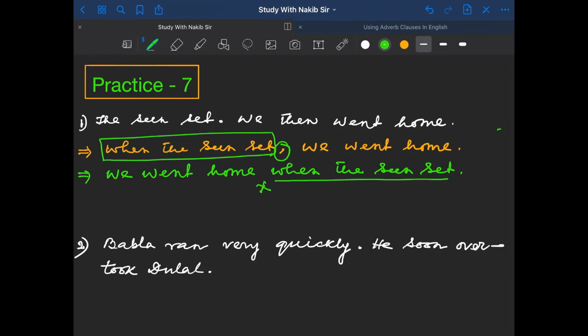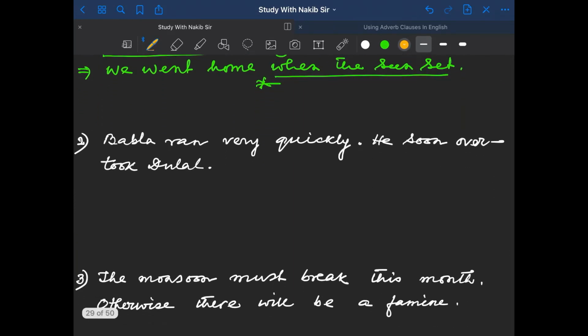See this place, no comma is necessary. When you write the adverb clause at the beginning, put a comma after the adverb clause. But when you write the adverb clause at the end, no need of using any comma at this place. Okay. Now, question number 2.